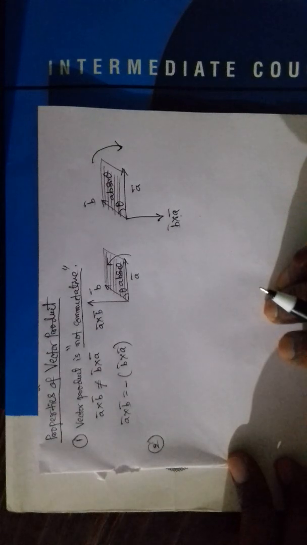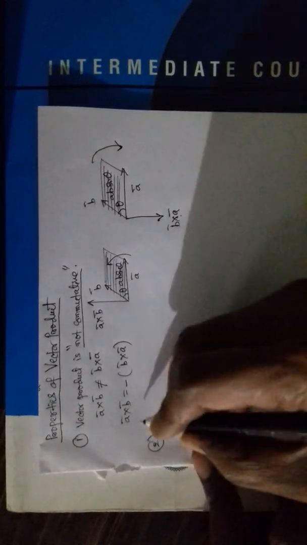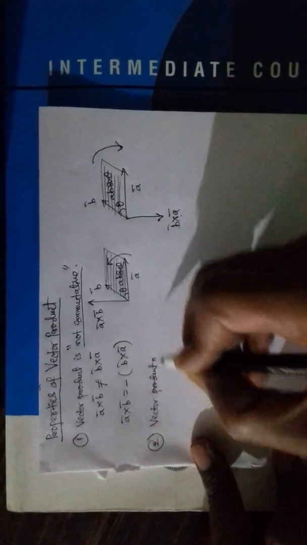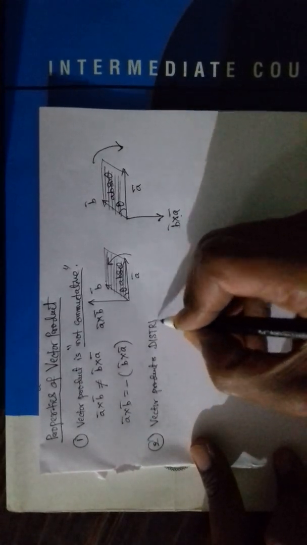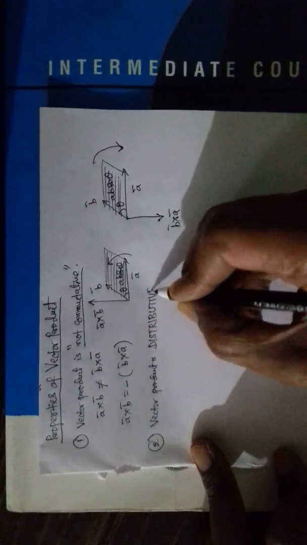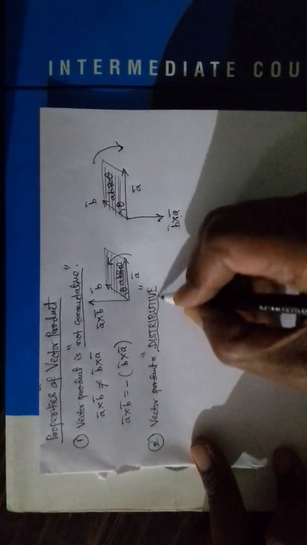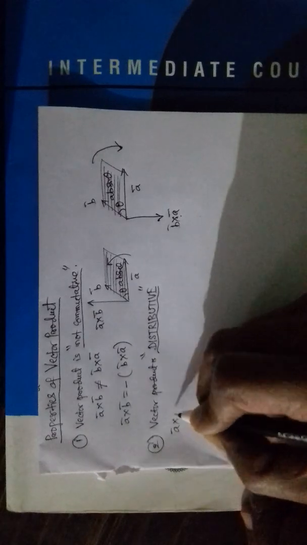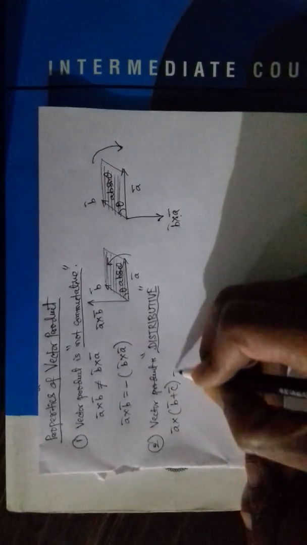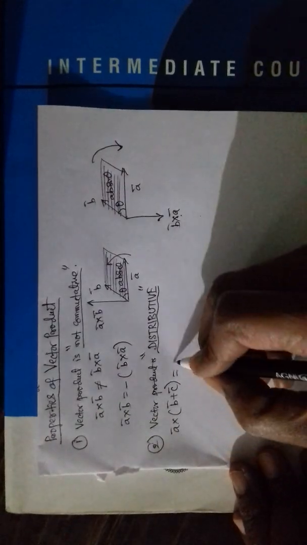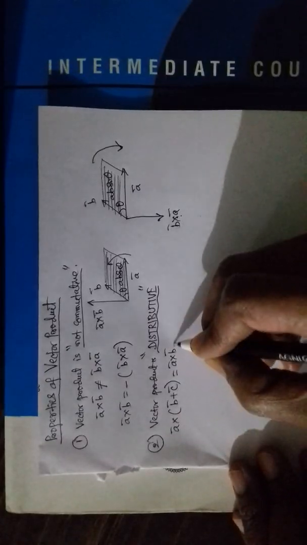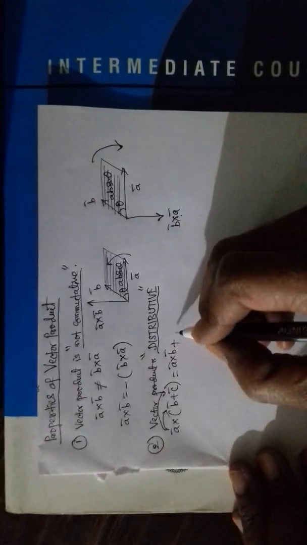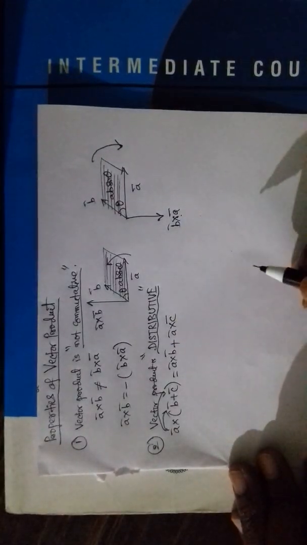Now, let us consider another property. Distributive. Vector product is distributive. It means A cross B plus A cross C. This is distributive property.